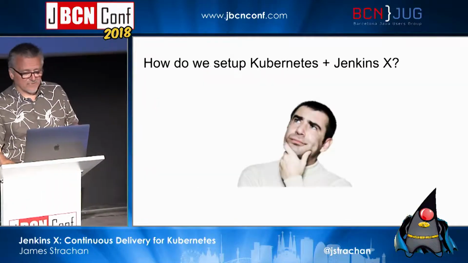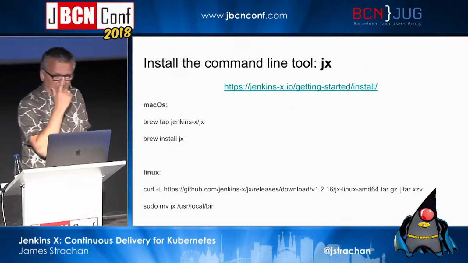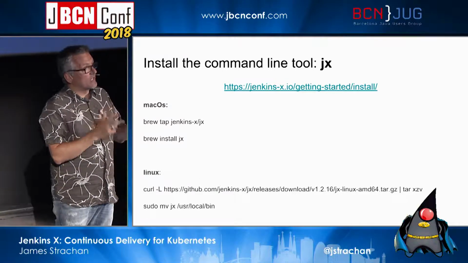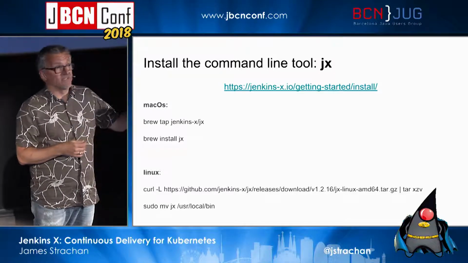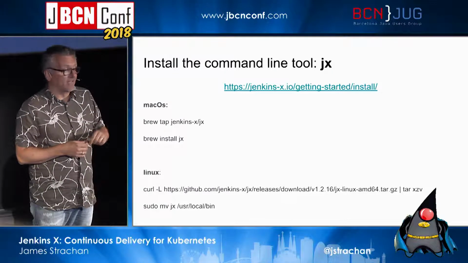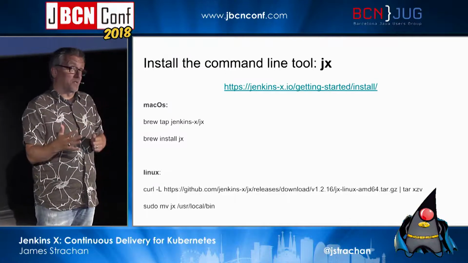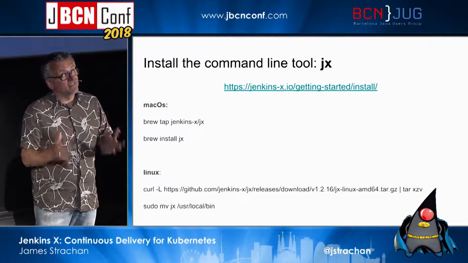So that all sounds kind of cool. So how do you get started with Jenkins X? The first thing you'll need is a command line tool called JX, JX for Jenkins X. JX is a little binary. You can click on that URL and download it, or go to the Jenkins X website and click to download the binary. If you're on a Mac, you can use Brew to install it. If you're on Linux, you can use curl, or you can literally just download it from GitHub and put it in your path. So you first need the Jenkins X binary.